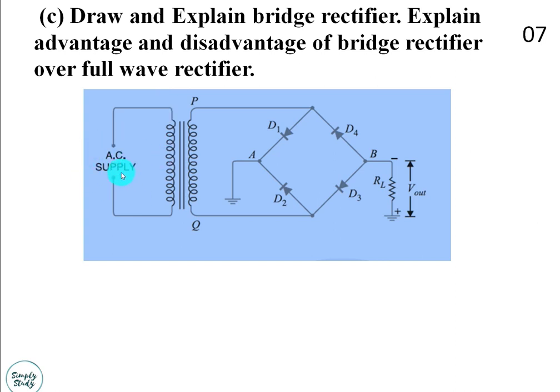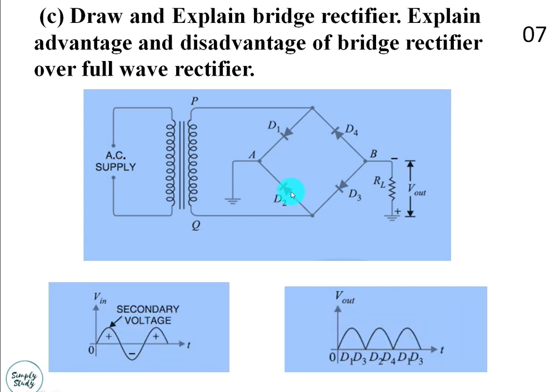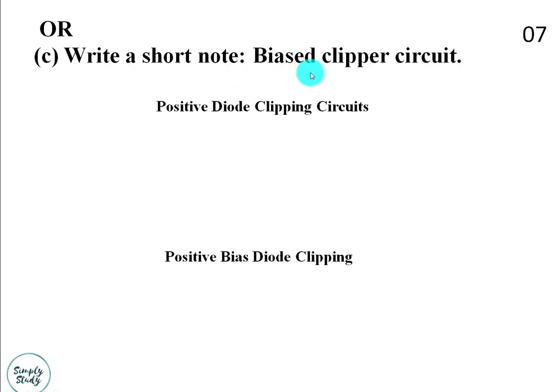When the input AC signal is applied across the bridge rectifier during the positive half cycle, diodes D1 and D3 are forward biased, allowing the electric current to flow, while D2 and D4 get reverse biased, hence blocking the current. On the other hand, during the negative half cycle, diodes D2 and D4 are forward biased, allowing the electric current to flow, while D1 and D3 get reverse biased, hence blocking the current. Let's move to the optional part of question 2c.